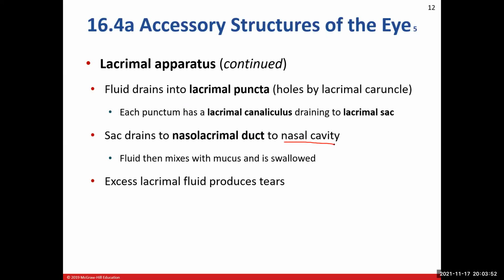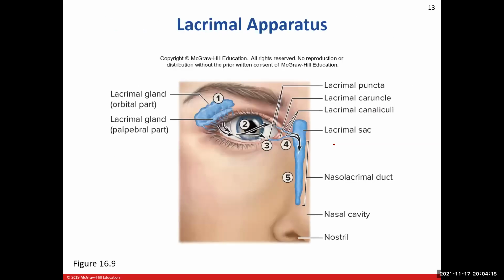So if you've ever wondered why, when you get a good cry on, or maybe even an ugly cry, you might notice that your nose starts to get stuffy. That's because all of those tears, whatever doesn't fall down on the side of your cheek, are going to flow into the nasal cavity. And we're going to see it drain there. So here we go. Let's take a quick peek here.